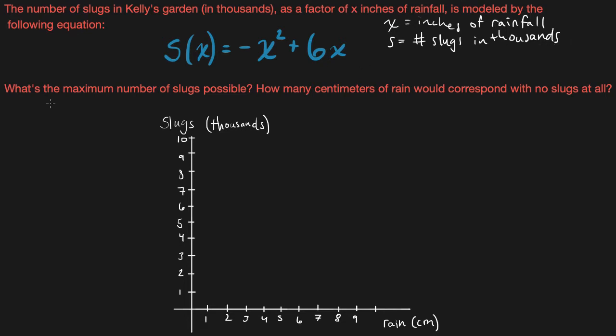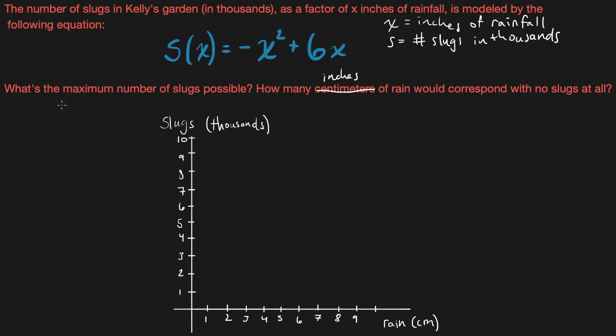Now, what's the maximum number of slugs possible? And how many centimeters? Ooh, I have inches of rain here, centimeters of rain here. Okay, let's change this. This should be inches. How many inches of rain would correspond with no slugs at all?